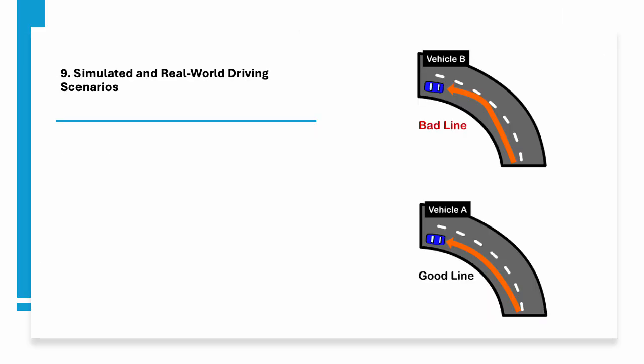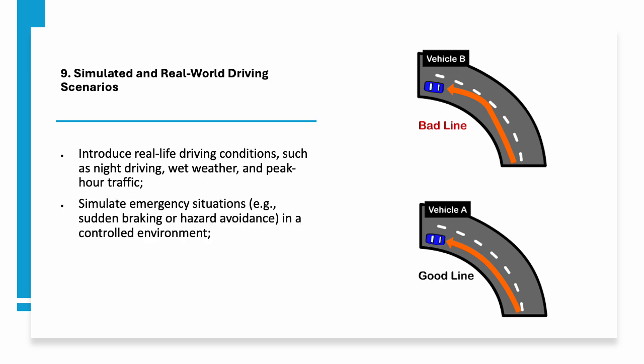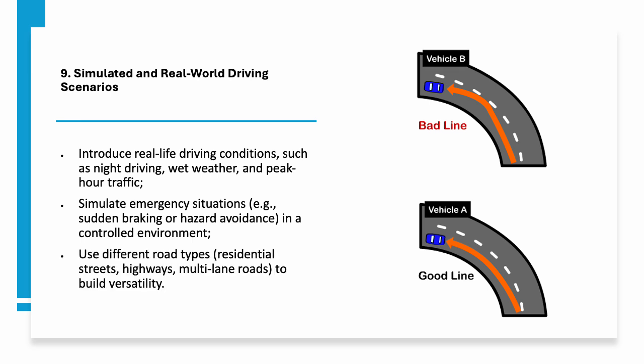Number 9, simulated and real-world driving scenarios. Introduce real-life driving conditions such as night driving, wet weather, and peak hour traffic. Simulate emergency situations, for example, sudden braking or hazard avoidance in a controlled environment. Use different road types, such as residential streets, highways, and multi-lane roads, to build versatility.